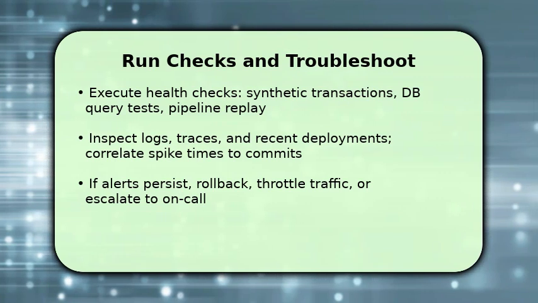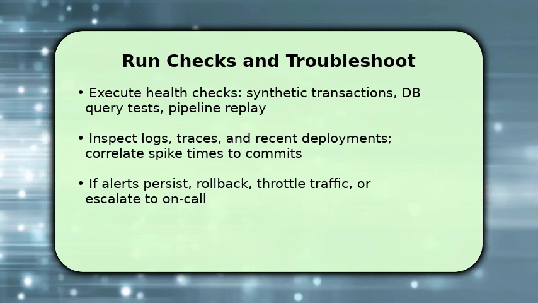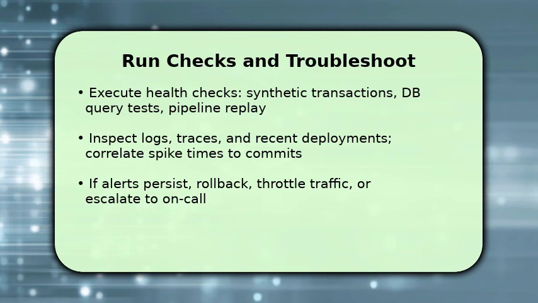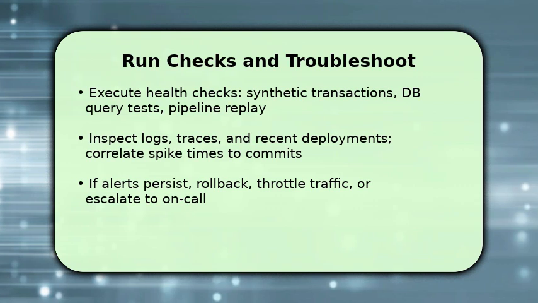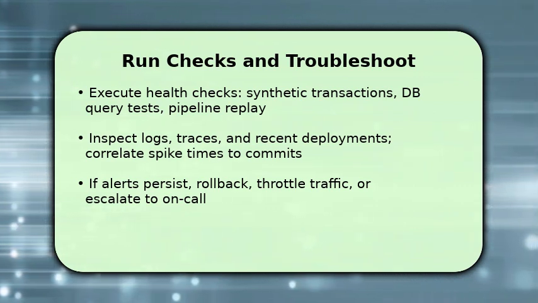Run synthetic transactions, replay a recent pipeline slice, and run DB query health tests to reproduce issues. This verifies whether metrics reflect real user impact. Once you see anomalies, inspect logs and trace spans, and correlate spikes to recent deployments or config changes.